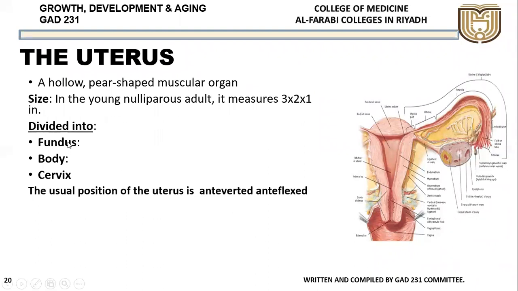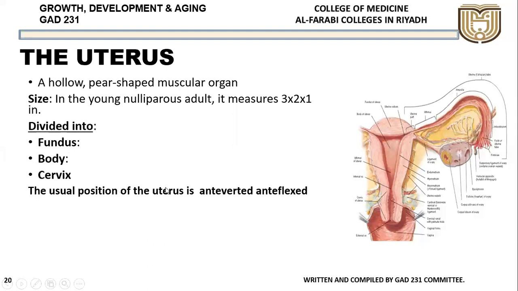This uterus is divided into 3 parts: the fundus, body, and the cervix. If you see here, these are the fallopian tubes on either side. Whatever is above where they open is called the fundus of the uterus. Fundus is whatever is above the opening of the fallopian tube. The remaining part here is called the body, and the lowermost part is called the cervix. So these are the 3 parts of the uterus: fundus, body, and the cervix.